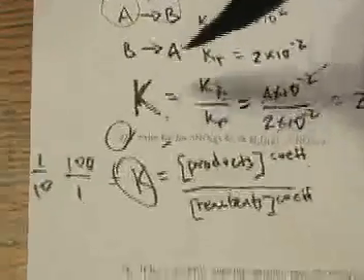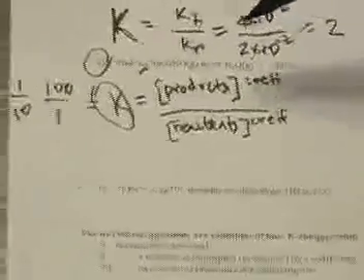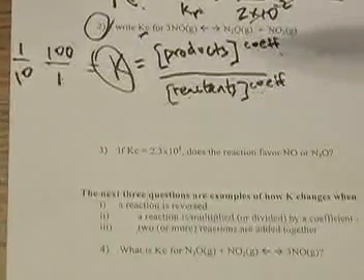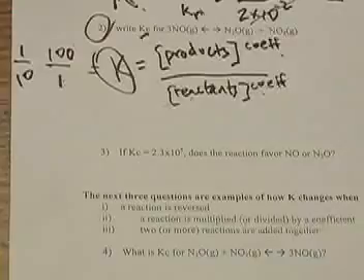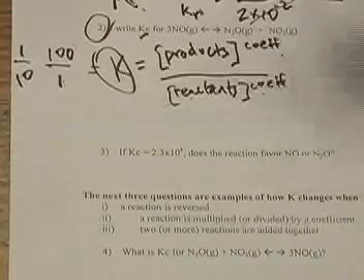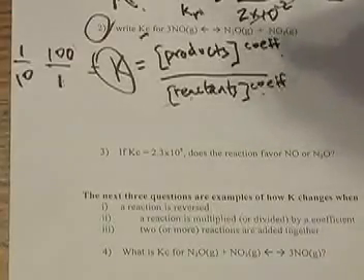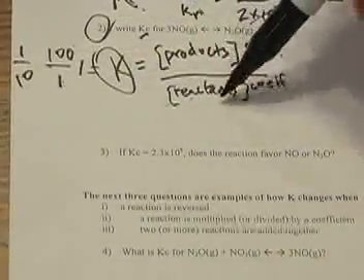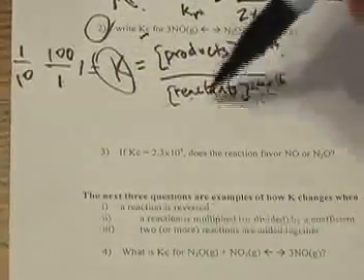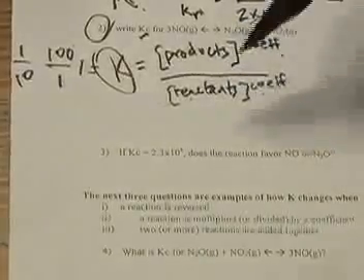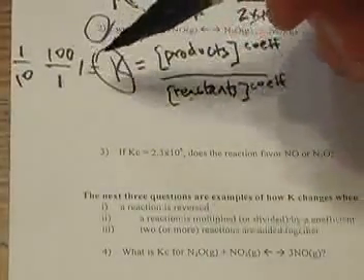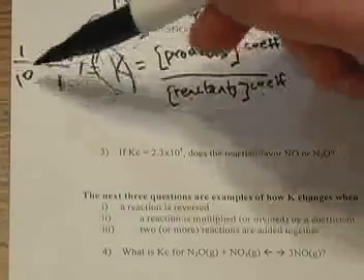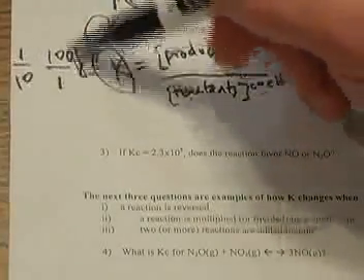If it's a big number, that means there's lots of products. If it's a number smaller than 1, that means there's lots of reactants. There'll never be a negative number. It'll always be a number either bigger than 1 or smaller than 1. What happens if K is equal to 1? Well, that means that the products and reactants have the same concentrations. Just because we're not at 1, though, does not mean we're not at equilibrium. We can have big numbers or small numbers for equilibrium.